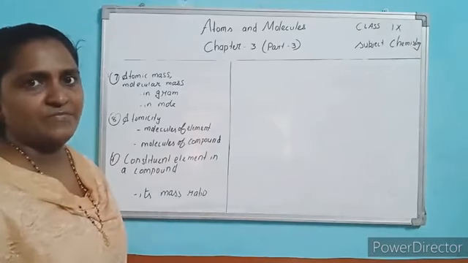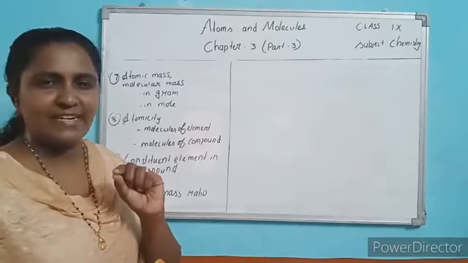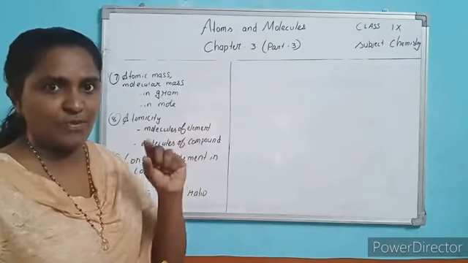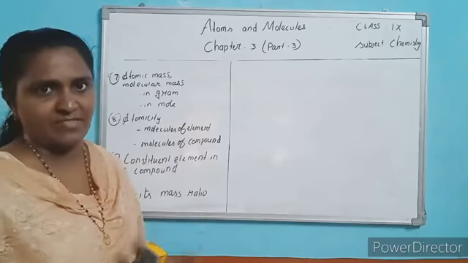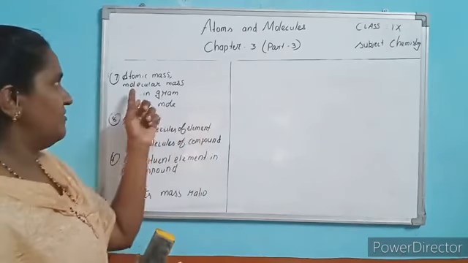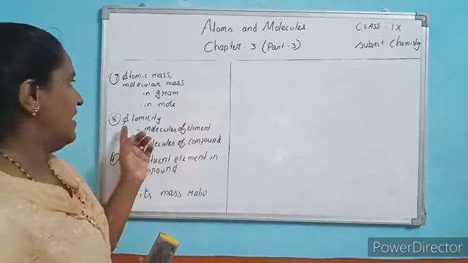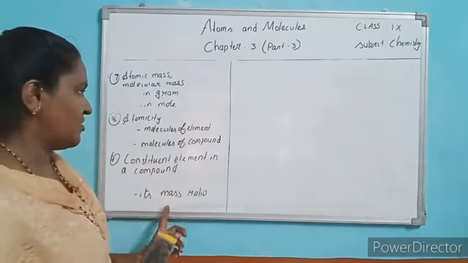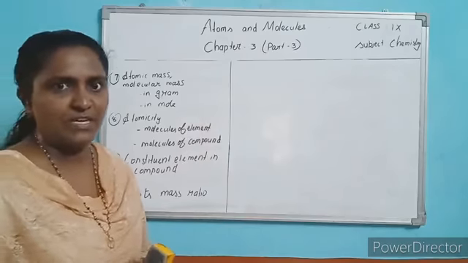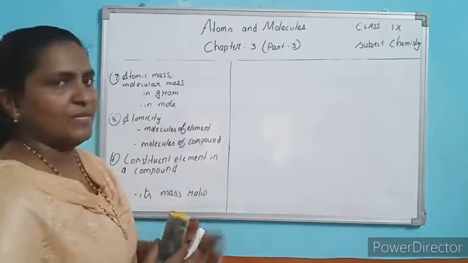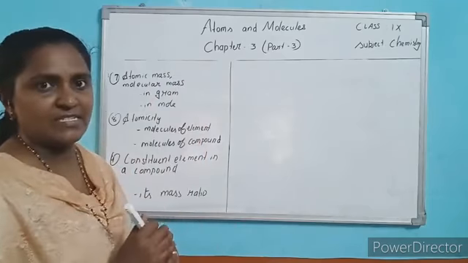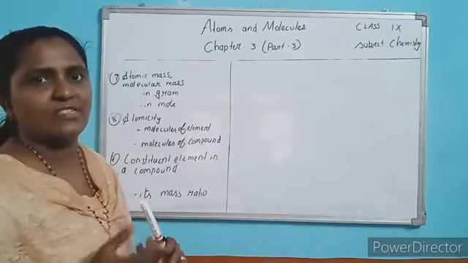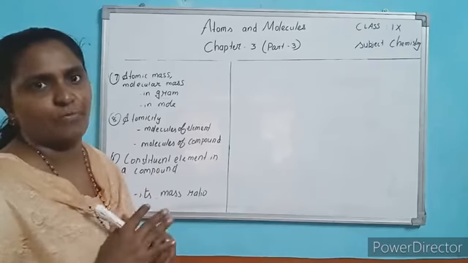Good morning, children. Today, let us recapitulate the previous class topic, that is atomic mass. Along with that, we found the molecular mass, and we came to know what is atomicity and constant element mass ratio. The first topic is atomic mass. We discussed it in the last class. Still, once again, we recap that topic.